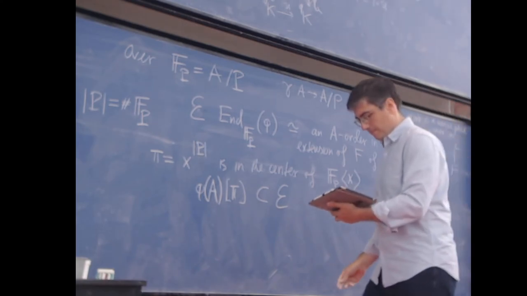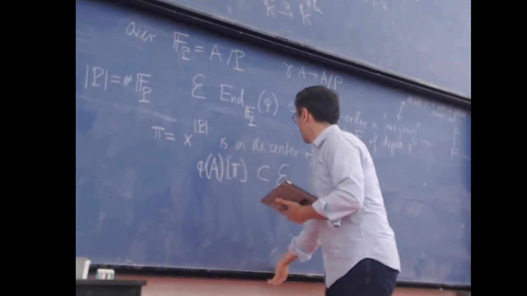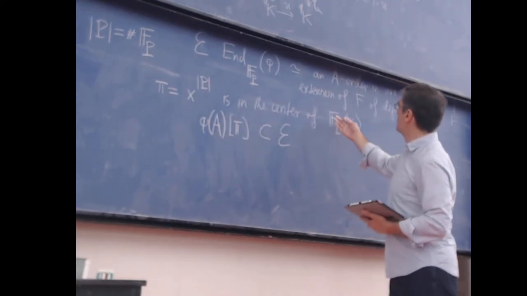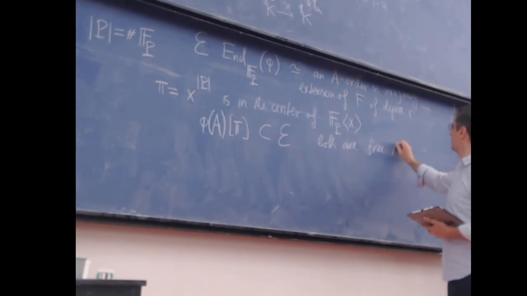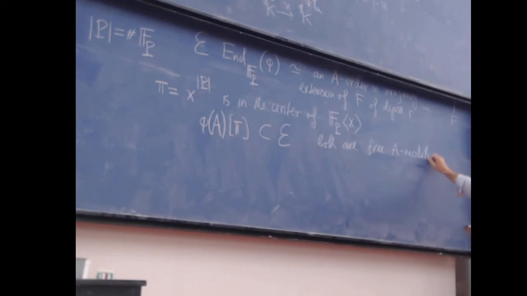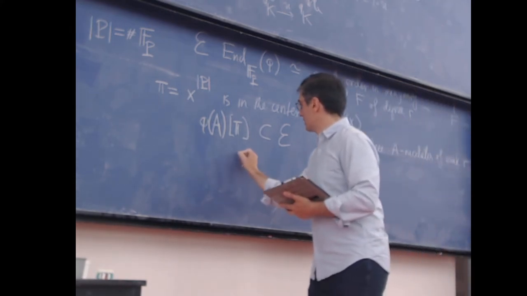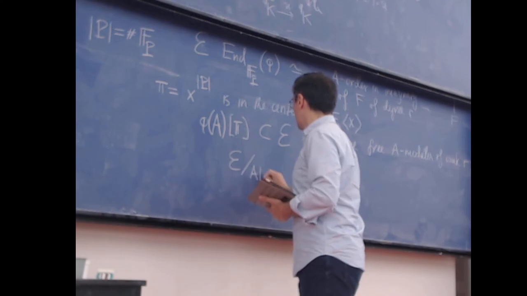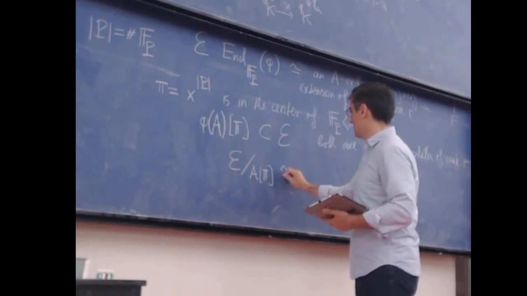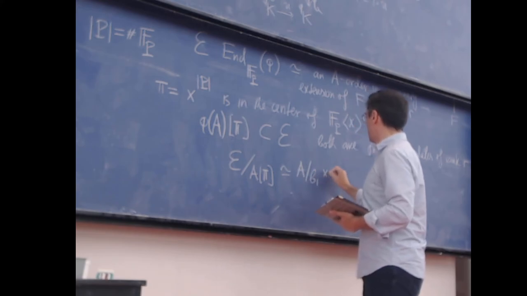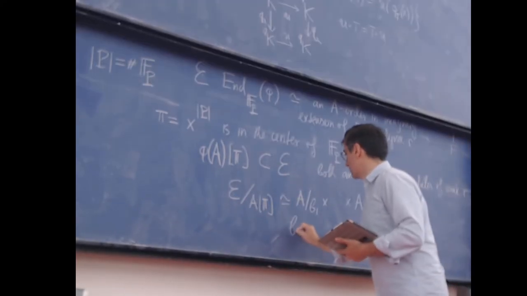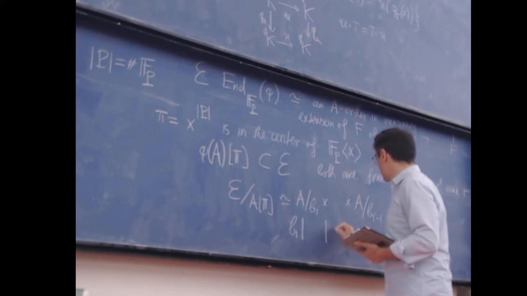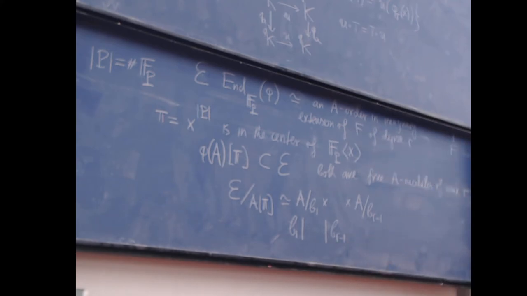So then, because both are free A-modules of rank R, by the structure theorem, you can say that this is A·1, ..., A·(R minus 1), where these B's are elements that are uniquely determined by this divisibility condition.